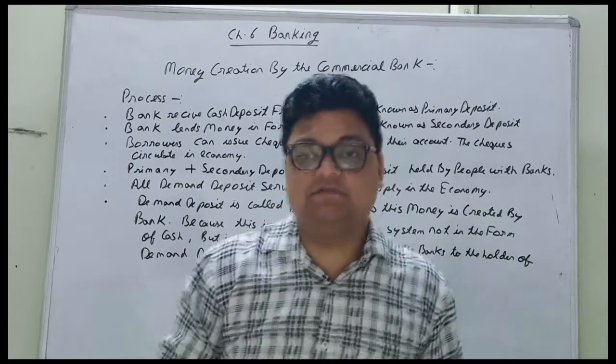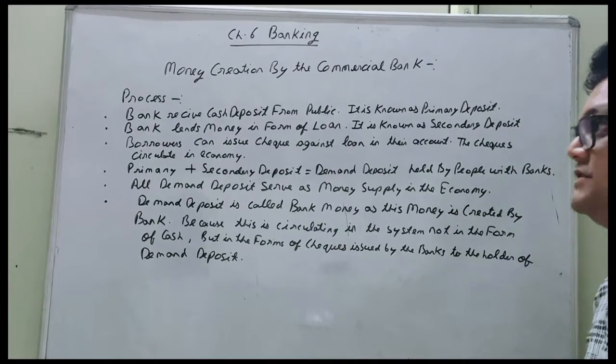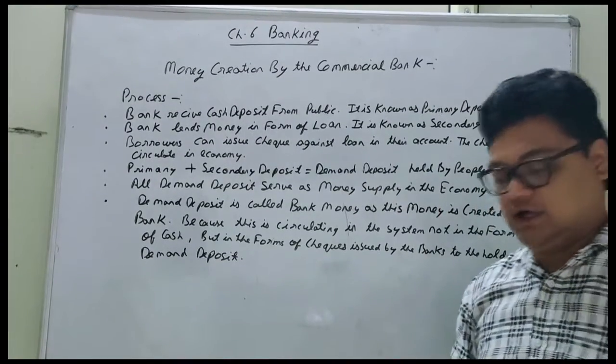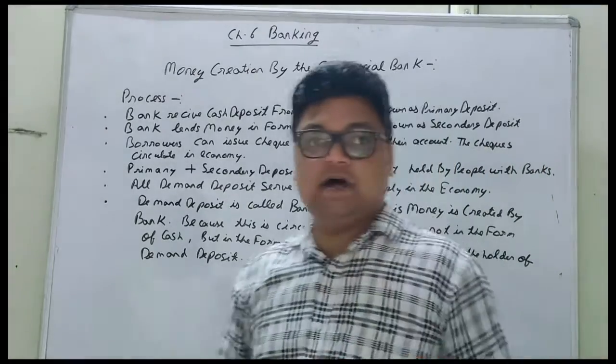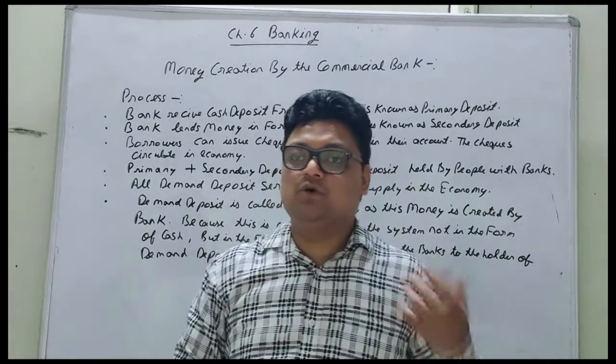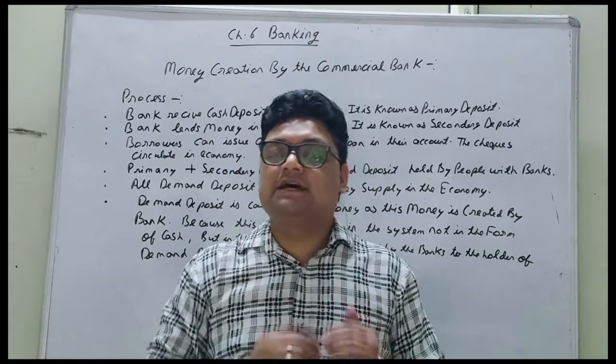Now we are going to know how money is used in the banking system. So let's start with banking first. As in chapter 6, banking, the first topic we are going to discuss is money creation by the commercial bank. All the banks which we are using today, like PNB, SBI, Kotak, etc., are known as commercial banks.